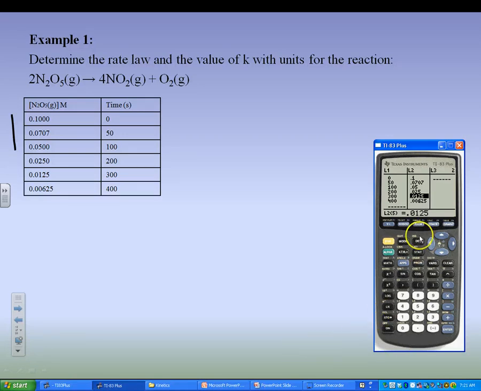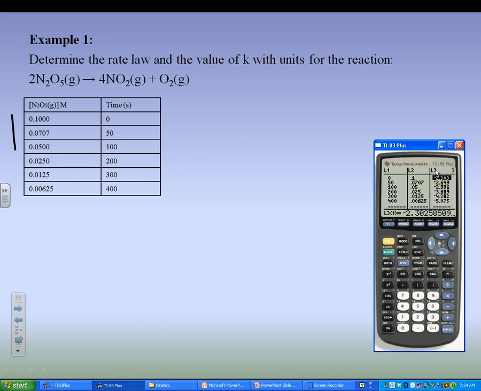Going to go to L3. So you want to be up here where L3 is highlighted. And I'm going to type in the equation natural log, where the natural log is, right there. So I'm going to click natural log of L2. You see right above the number 1 and the number 2, I'm going to do that L2. Close my parentheses, enter, very good.